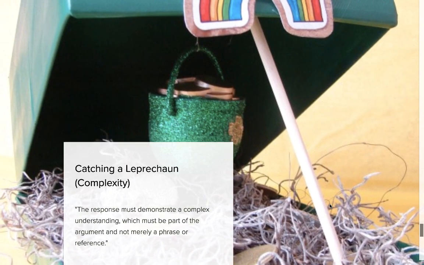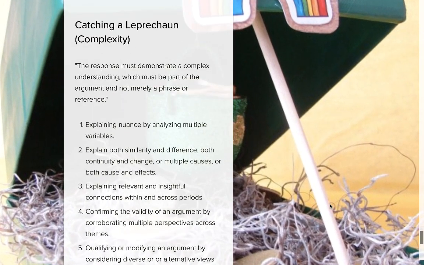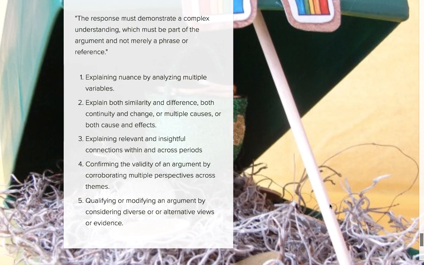And then finally, we have our catching a leprechaun point. A lot of people call it the unicorn point, but this is the complexity point, okay? The response must demonstrate a complex understanding, which must be part of the argument, not merely a phrase or a reference. And I'm not going to reread all of those things down there. You can pause and look at it. The whole idea here is that you're providing depth to your argument, that you can see different sides, that you can see changes and continuities, okay? That you can take your argument and qualify it or modify it with differing opinions that you can reference.